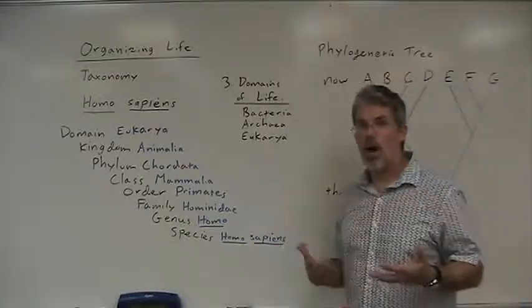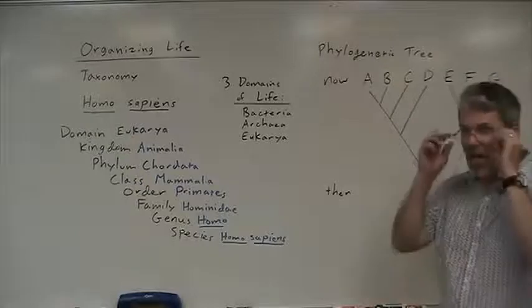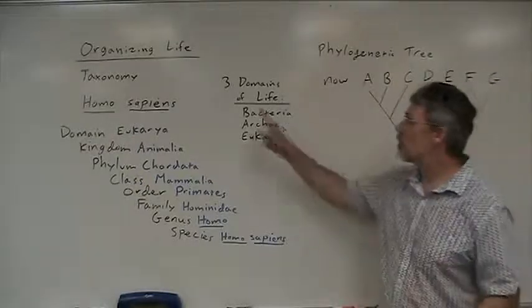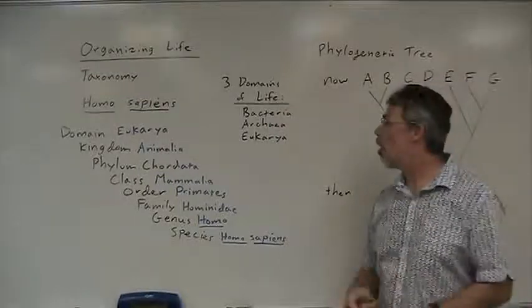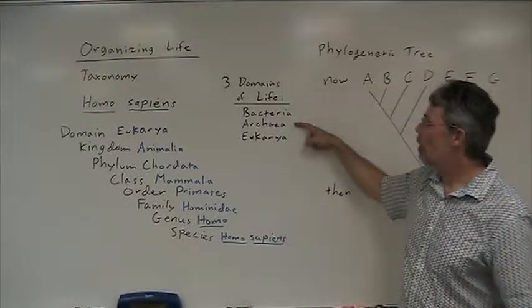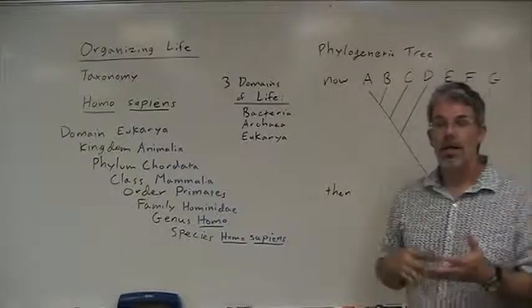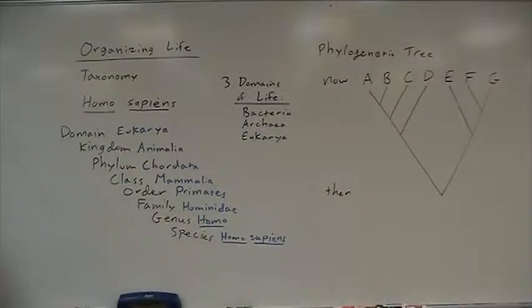Now, there are almost 2 million species known to science, but they're all classified within 3 major groups known as domains. So the 3 domains of life are the domain Bacteria, the domain Archaea, and the domain Eukarya. So this is a brief overview of the organization of life.